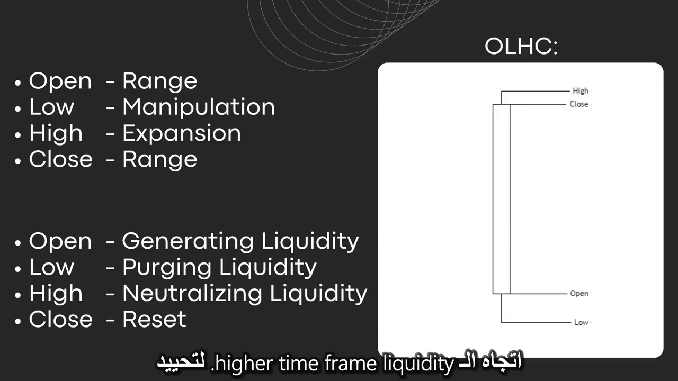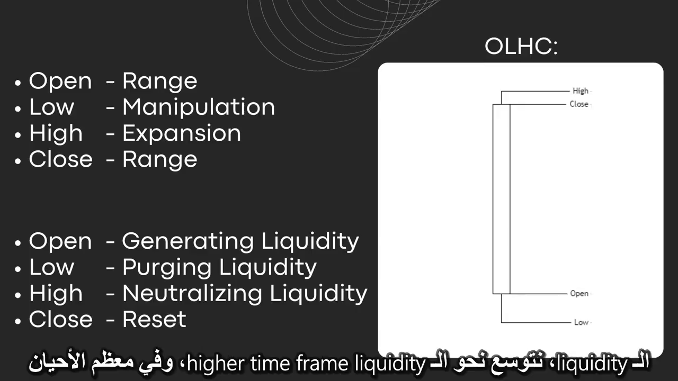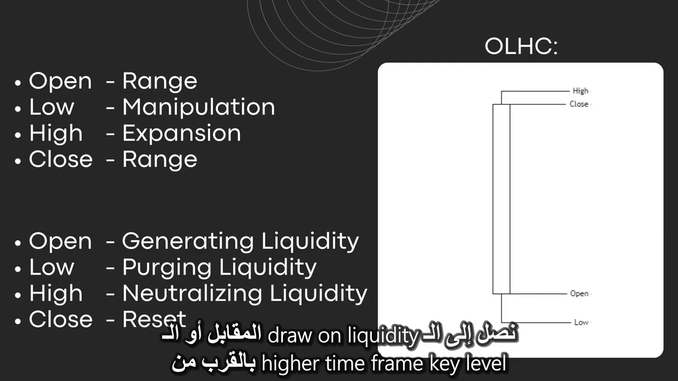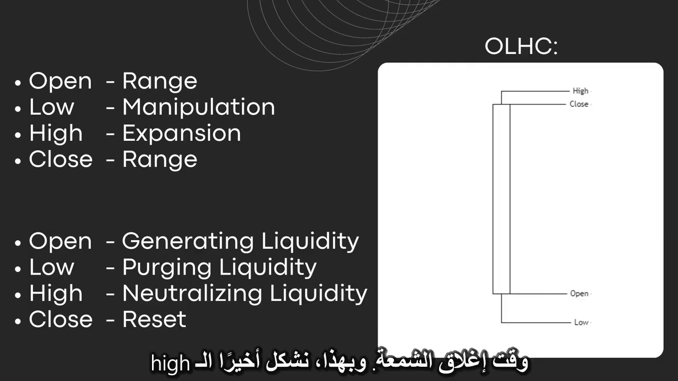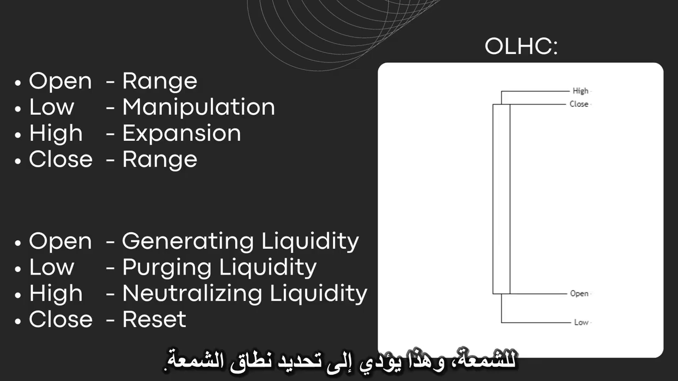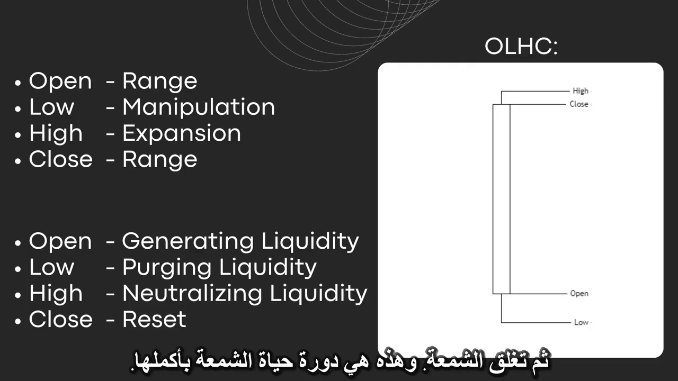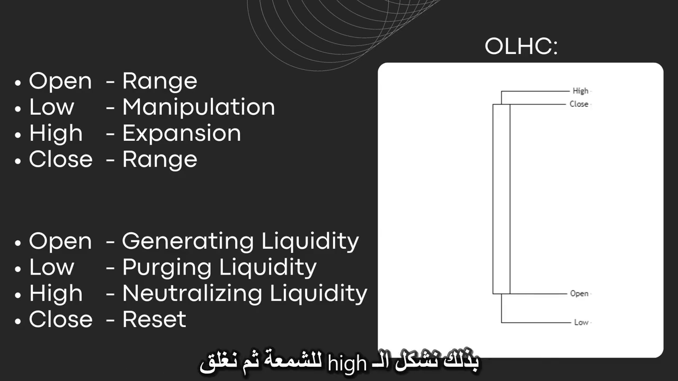For that neutralizing of liquidity, we expand toward the higher time frame drawn liquidity, and more often than not we reach the opposing drawn liquidity or higher time frame key level close to the closing time of the candle, right? And with that we finally form the high of the candle, and that results in the candle's range being capped, right? And then the candle closes, right? And that's basically the whole cycle of how our candle forms, right?